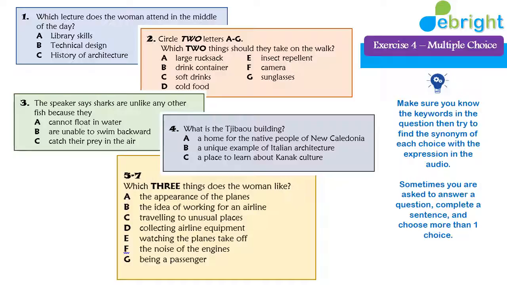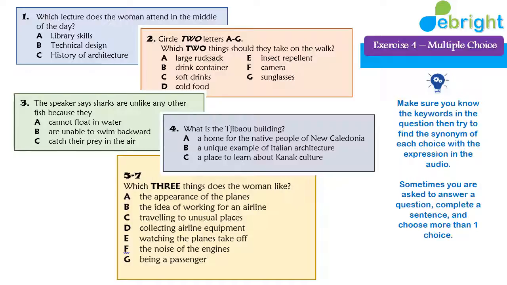So, make sure you know the keywords in the question, then try to find the synonym of each choice with the expression in the audio. So, find the keyword in the question, and you should find the synonym for A, B, and C, or so on in the audio, because sometimes the speaker will say different way for the same topic.